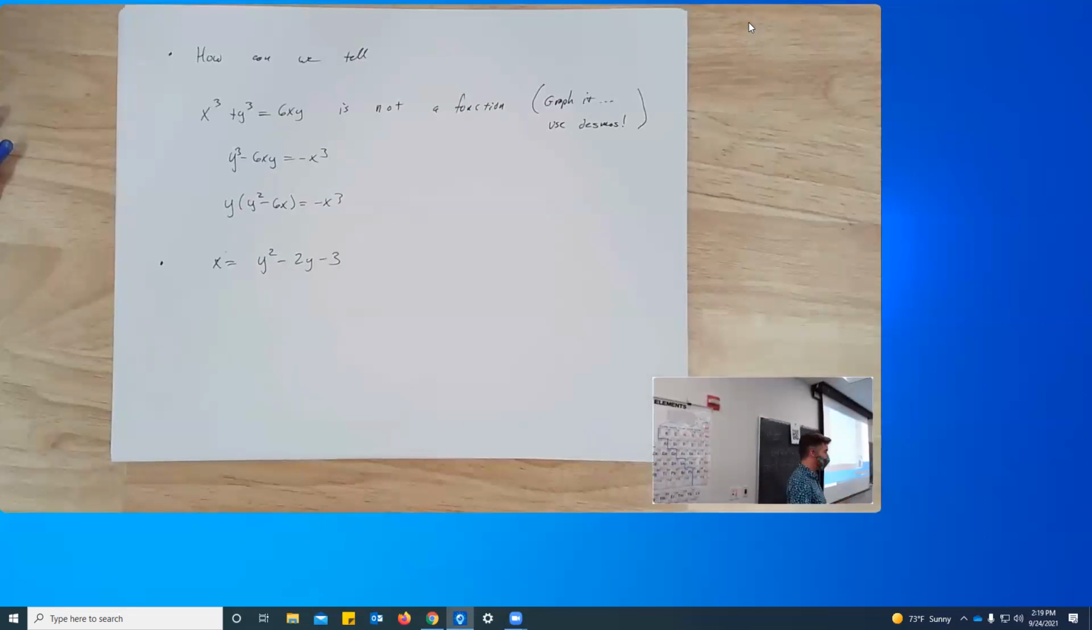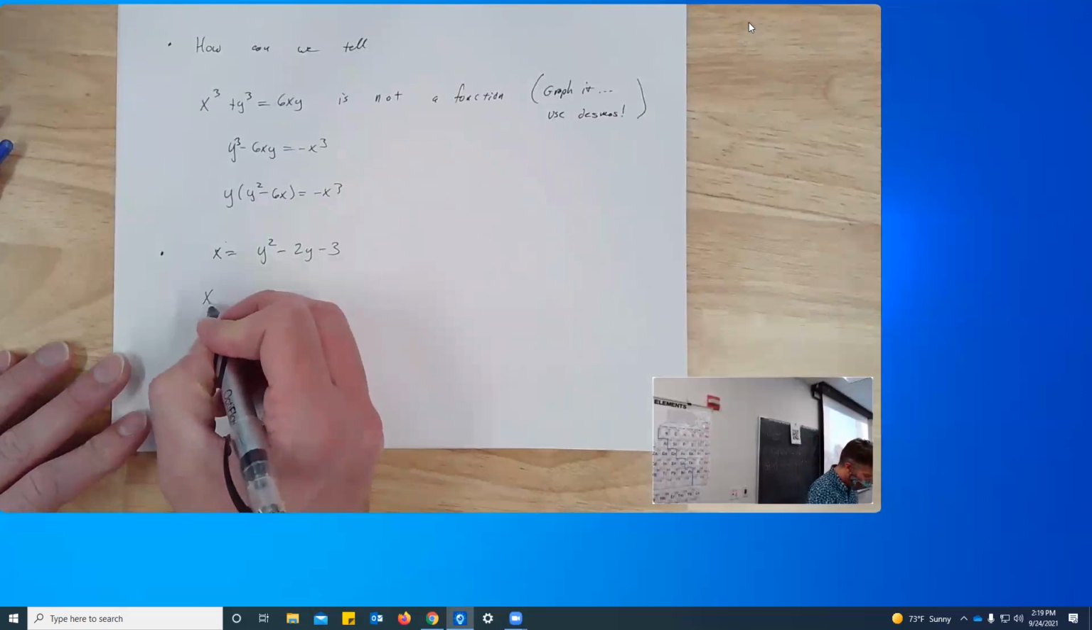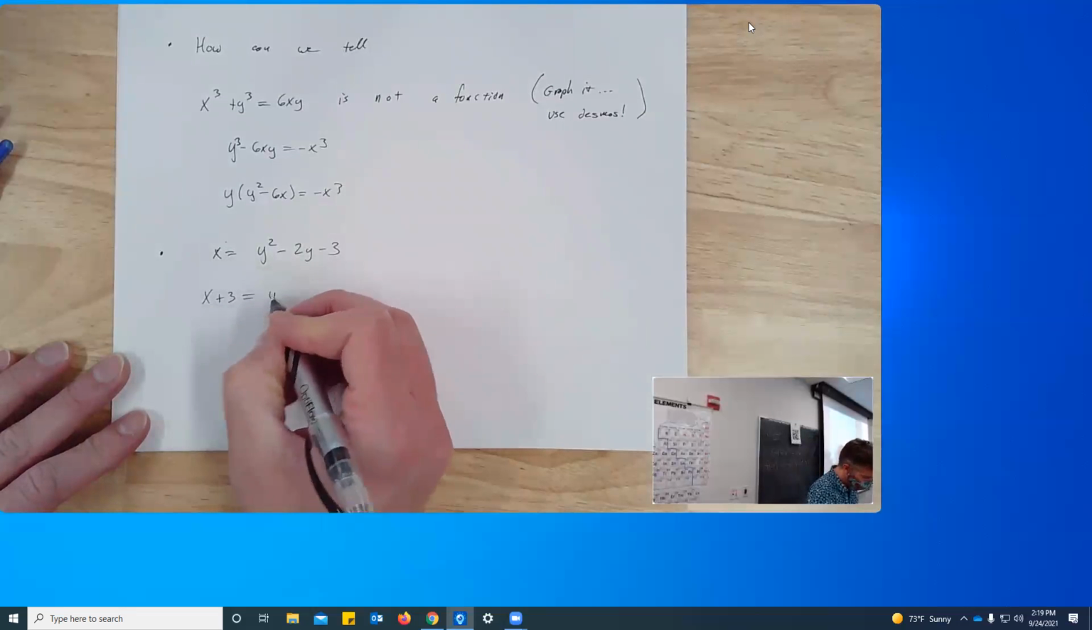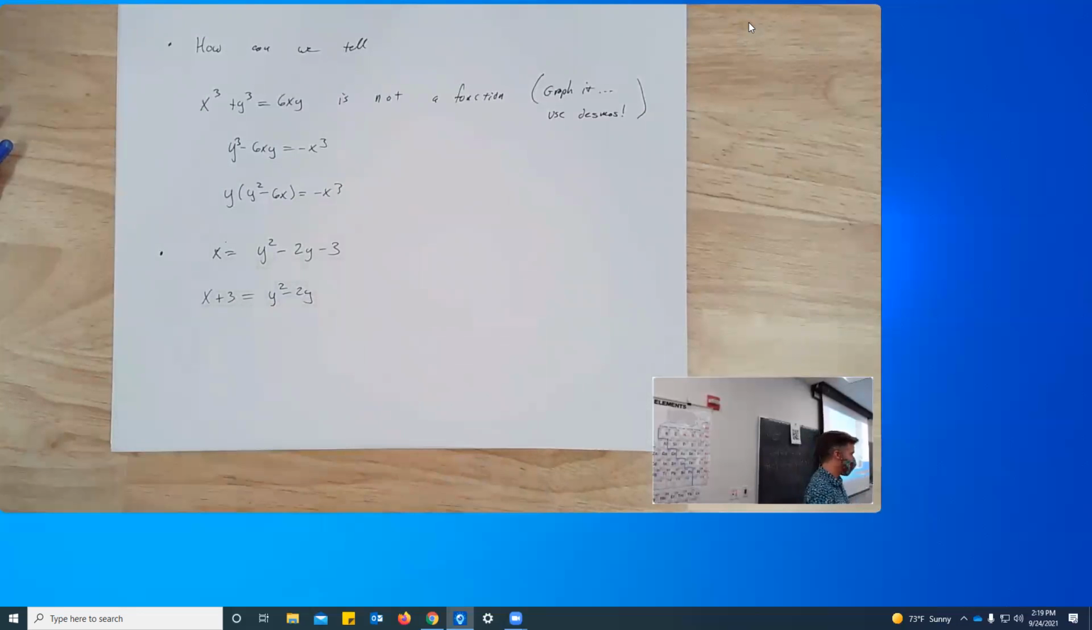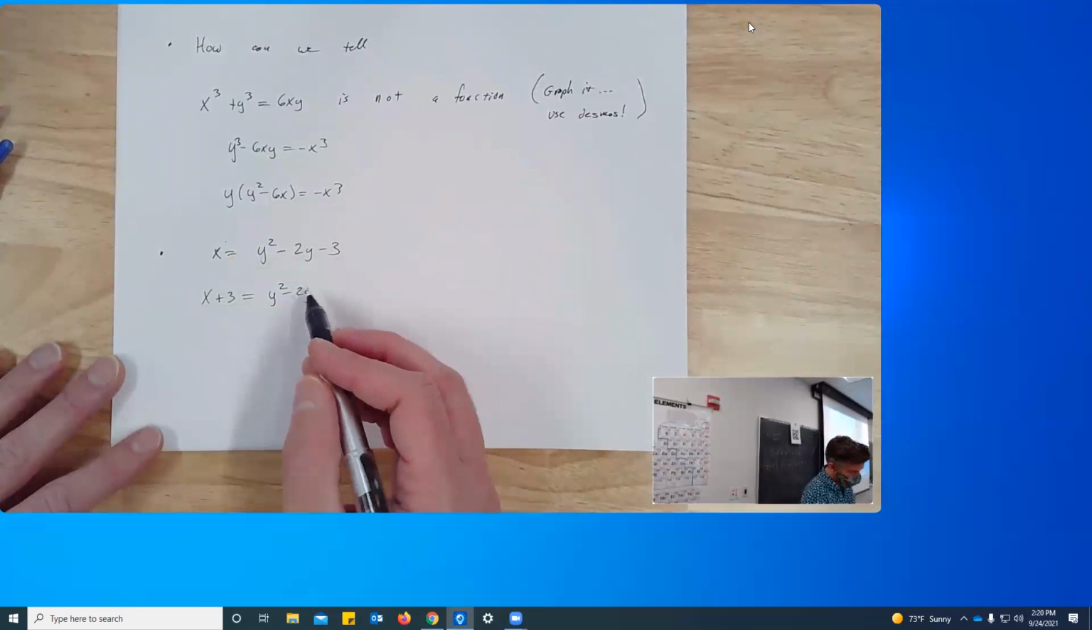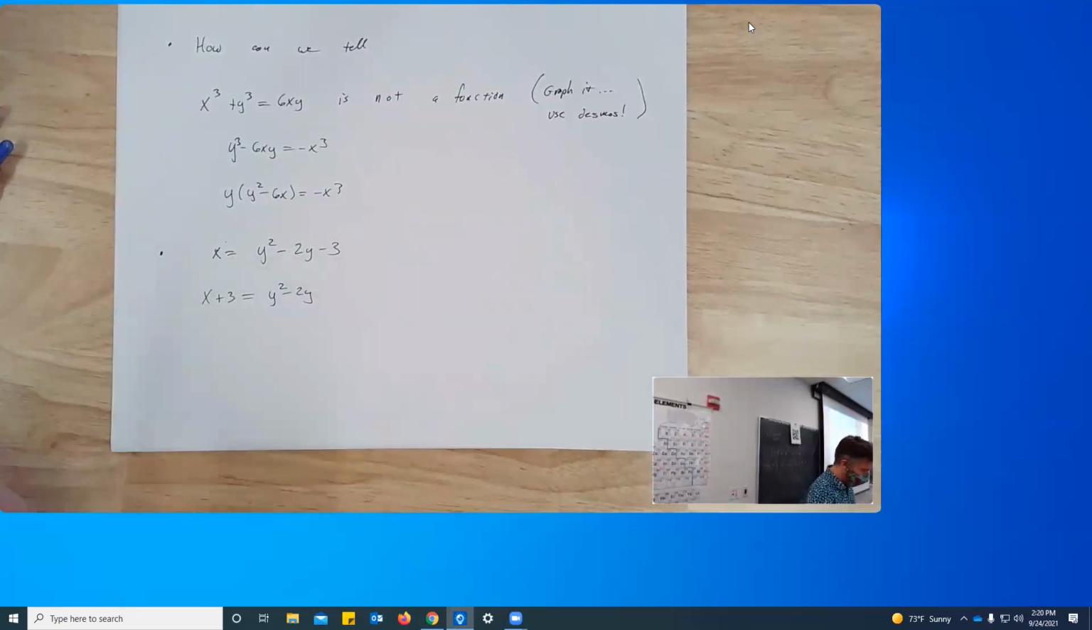Well, you could try solving for y here. It's a little bit of a pain in the butt. I'm going to add 3 over here. X plus 3 equals y squared minus 2y. And then to actually be able to solve for y when you've got something quadratic like this, you have to complete the square. Luckily, it's not terrible here. Completing the square, you take half of -2. I wish I had my red pen.